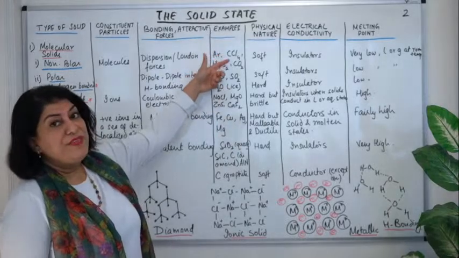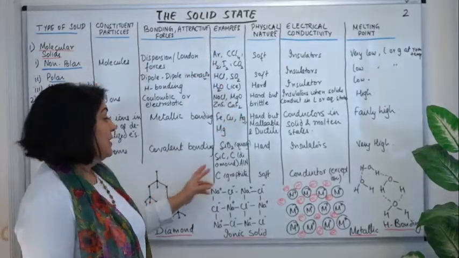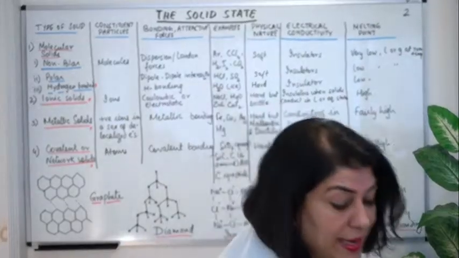What is the physical nature of these solids? They are hard, but graphite, on the other hand, is soft.